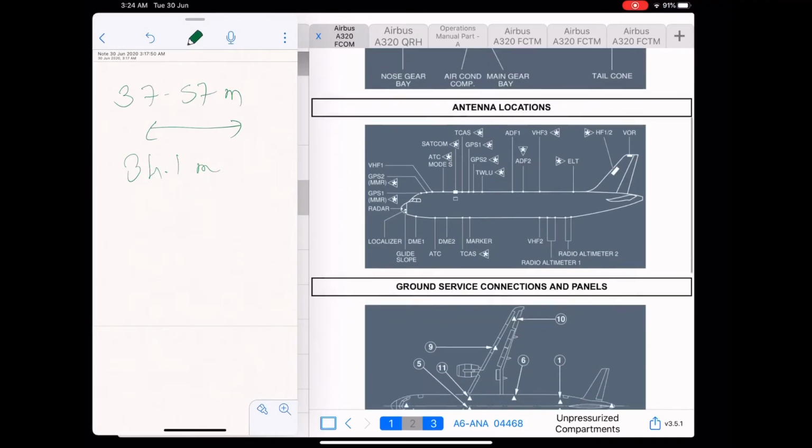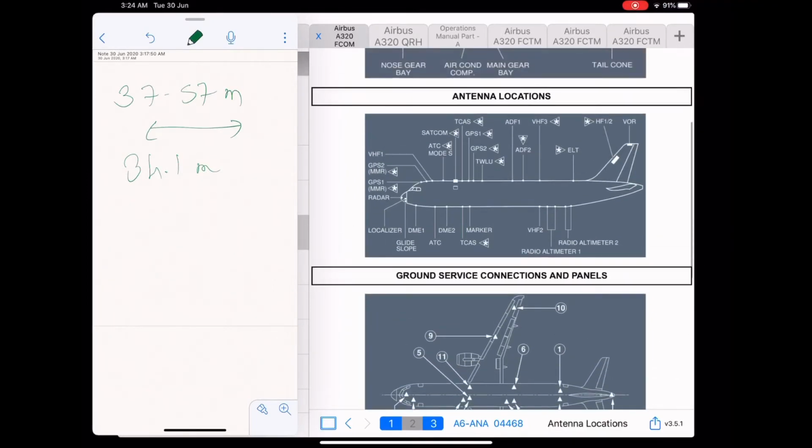The second one basically shows the location of the antennas. There are a lot of antennas located on top and below the airplane, some in the nose gear, some at the empennage or the tail of the airplane. You can see that HF1 and 2 radio and VOR, which is very high frequency omnidirectional radio, is located at the top of the tail. And we have GPS 1 and 2, which is located above the fuselage, and the ILS and localizer, which we use in most of our approaches while landing, are located at the front radome area.